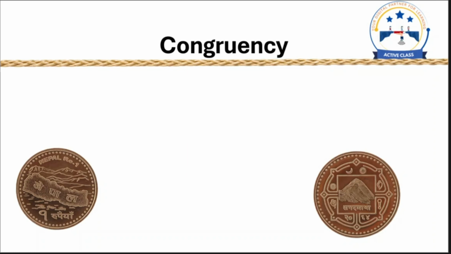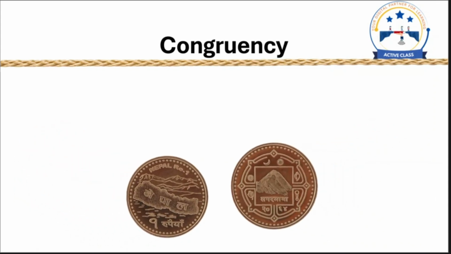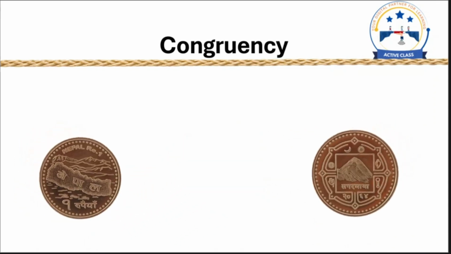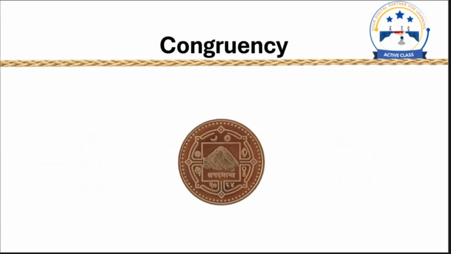Look at these two coins. They are exactly the same in shape and size, right? If I place one over the other, they match perfectly. This is an example of congruency.